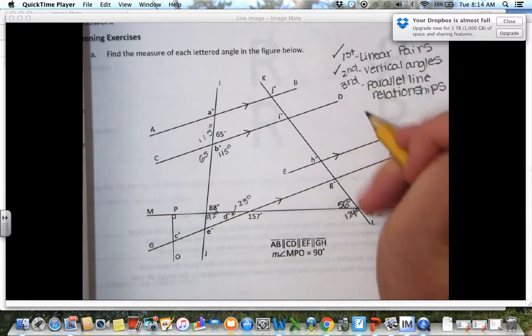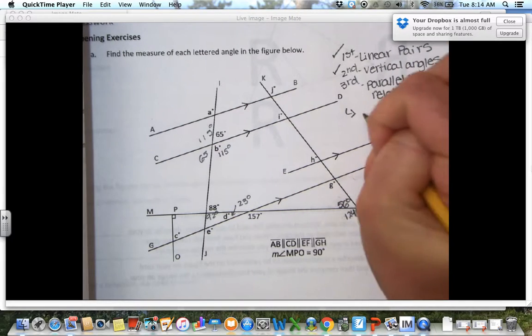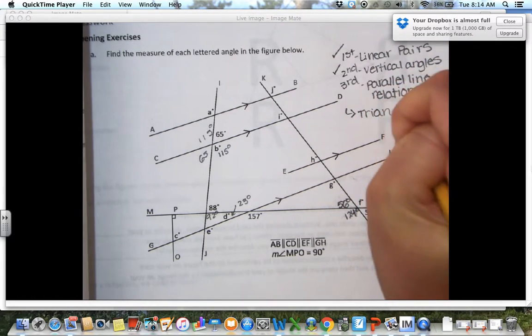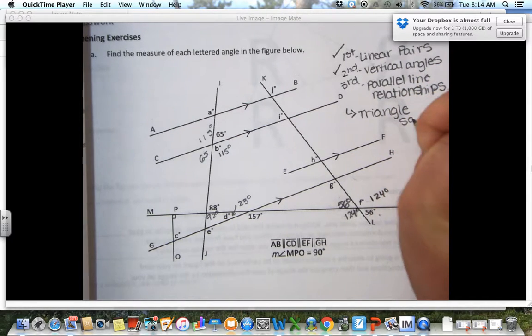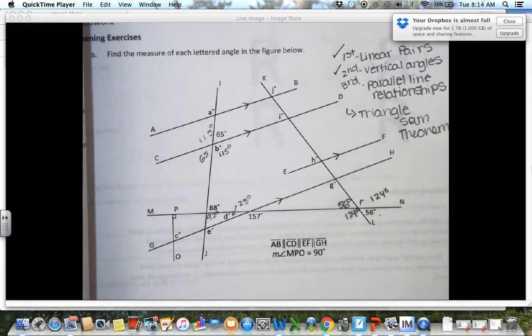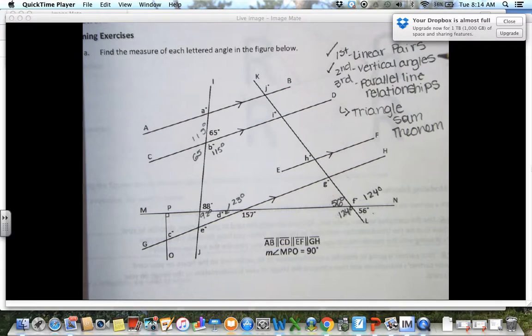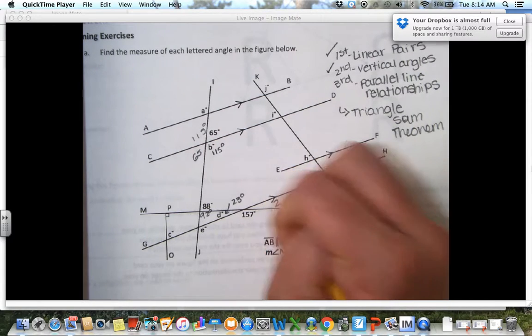The other thing we're going to need to leverage at some point is triangle sum, the triangle sum theorem. Here, we have F is equal to 124 degrees. Here, we have 56 degrees. We missed a vertical angle here. Angle D is 23 degrees. This is also 23 degrees.